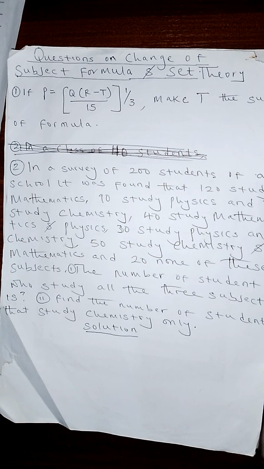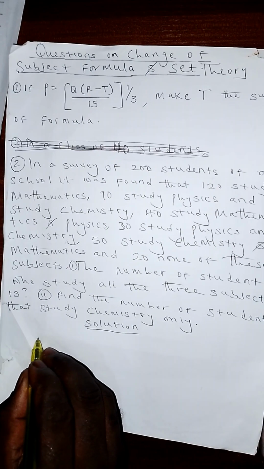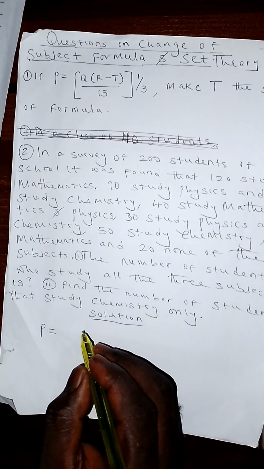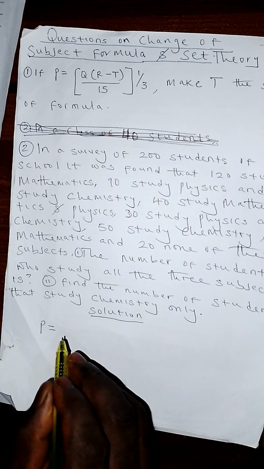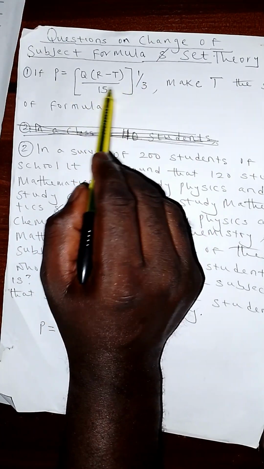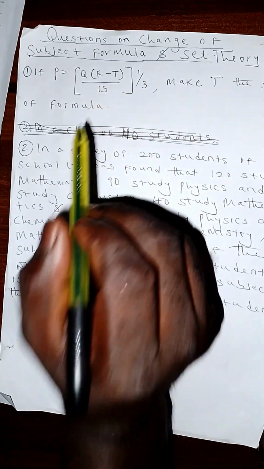So here, P is the subject of formula, but we want to make T subject of formula. How do we do that? I can solve this question in more than one way, but what is the easiest way of tackling a question like this? I will simply do this, and I'd like you to follow. What I will simply do is use the 1 over 3 to open this bigger bracket here.